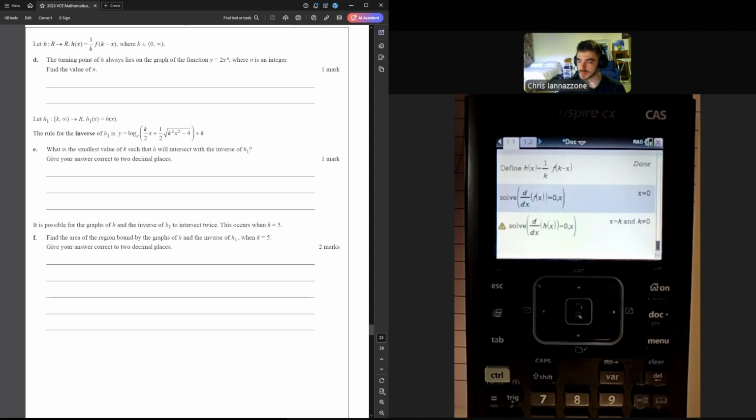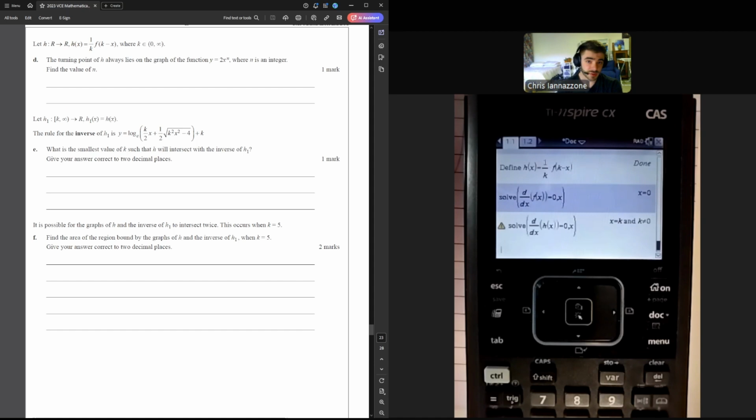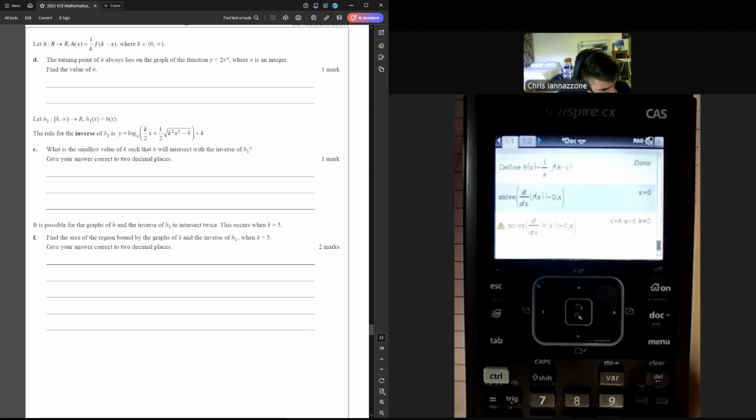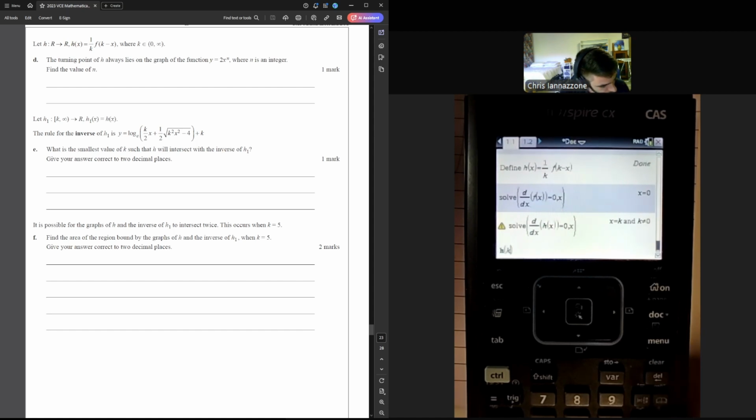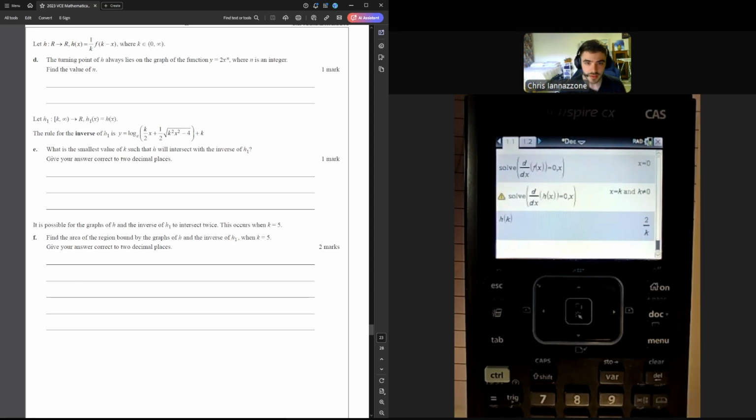So how does that help us? Well, it does allow us to sub that into our function that we've just obtained. So let's just do that. We have our new h of x, and specifically, we know our turning point occurs at x equals k. So the corresponding y value of our turning point will be 2 over k.